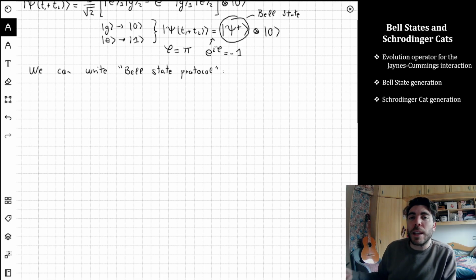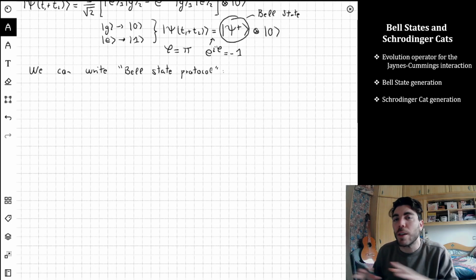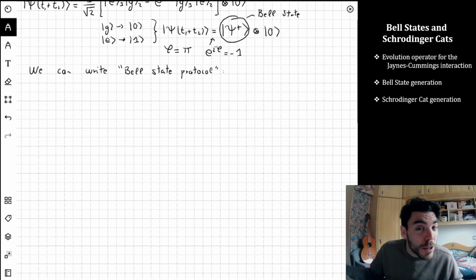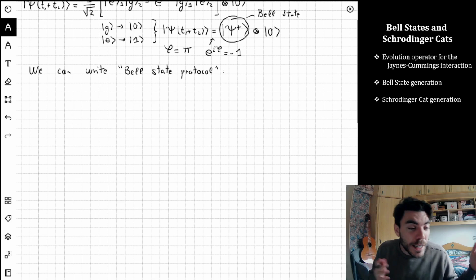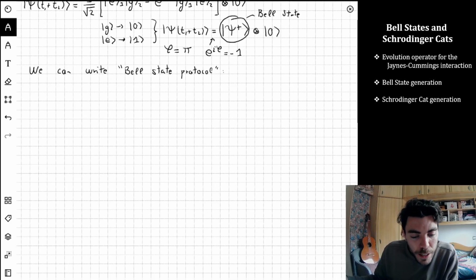Of course, experimentally you have some other problems. I'm assuming here that everything is coherent. I'm just using the knowledge we have from the Jaynes-Cummings interaction, but I'm not considering losses, that you can lose photons, that the atoms are not perfect, line widths, etc. But we will see some of these aspects in the future.